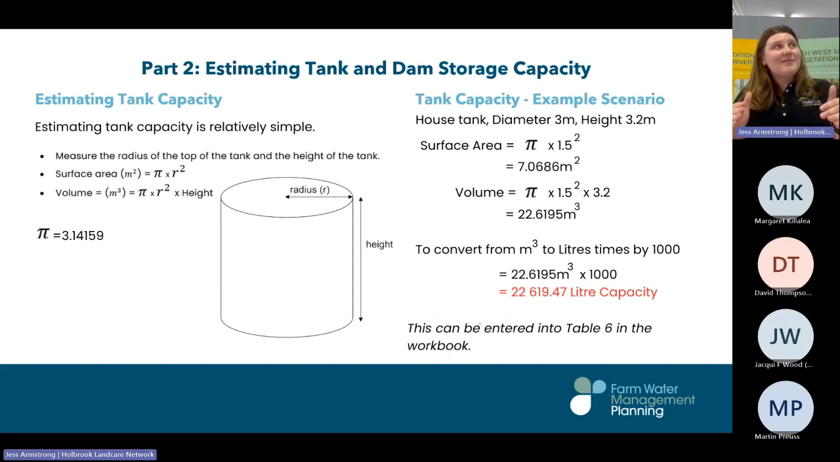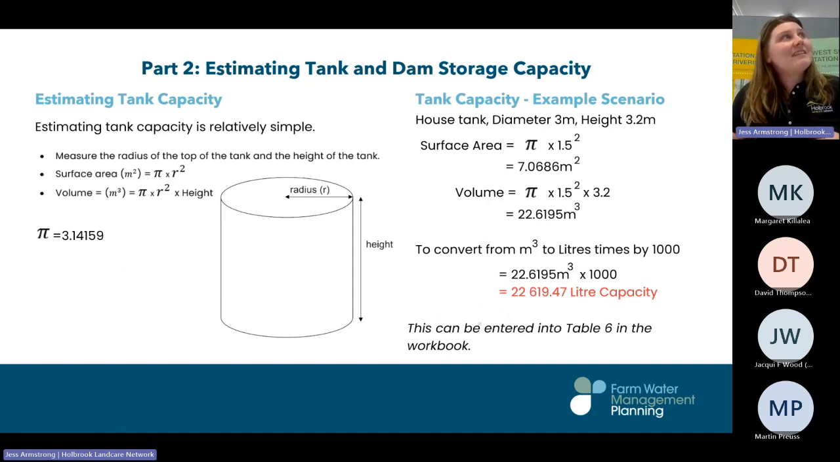In this circumstance, we know from our example scenario that our house tank has a diameter of 3 meters. Its height is 3.2 meters. We are going to use the surface area calculation of pi times r squared to determine our surface area. And then we're going to times our surface area by the height of the tank to determine its maximum capacity. We need to remember that to determine radius, we need to divide diameter by 2, because radius is half of a diameter.